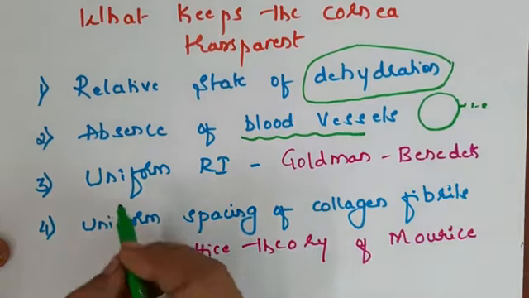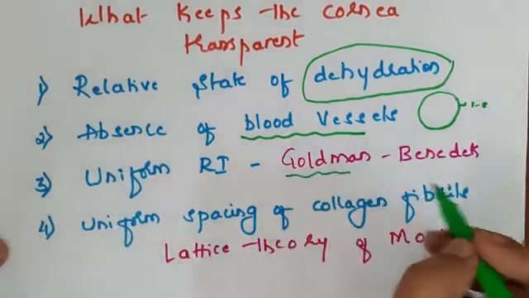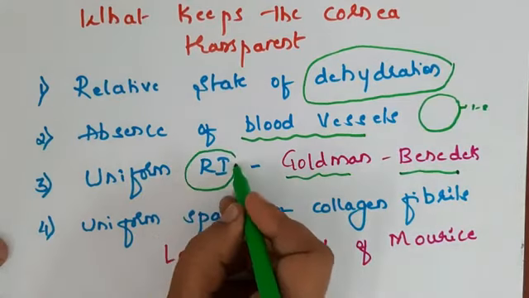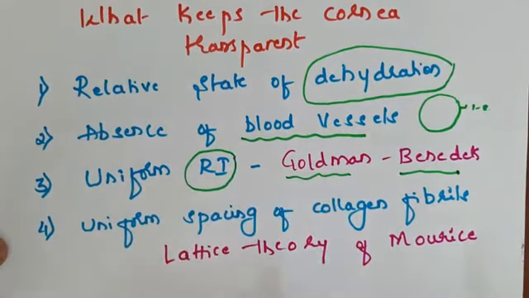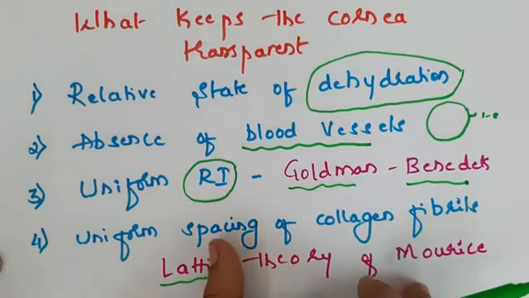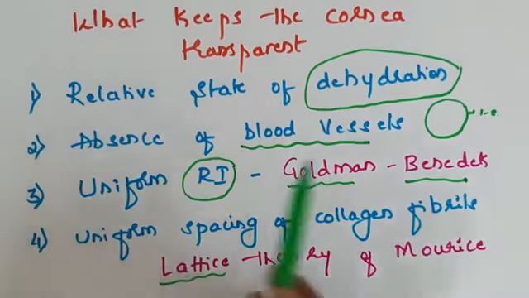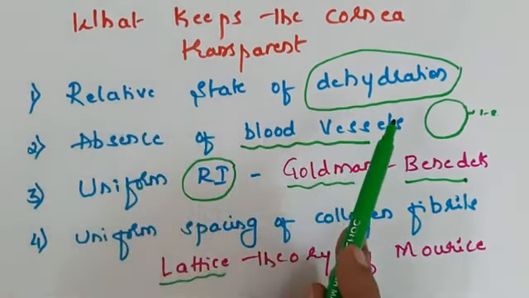The third is explained by the Goldman-Benedict theory, which says that there is a uniform refractive index among all the layers of the cornea, which is responsible for the transparency of the cornea. And the last one is explained by the lattice theory of Maurice, which tells that there is uniform spacing of the collagen fibrils. That is one of the contributing factors for transparency of the cornea. When a question is asked about corneal transparency, you will have to write all these and explain the relative state of dehydration in detail.